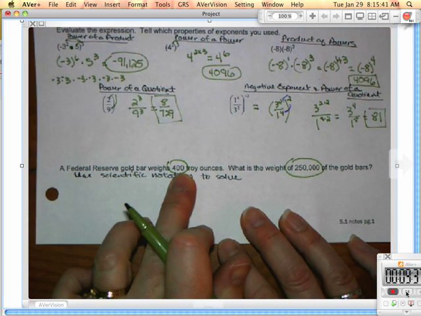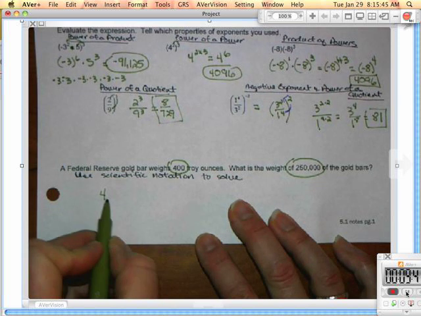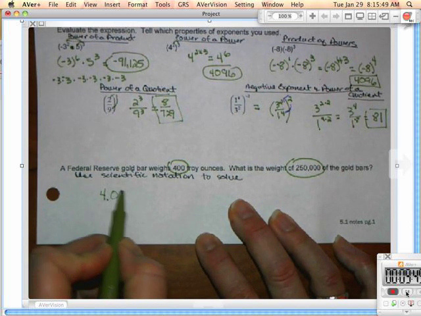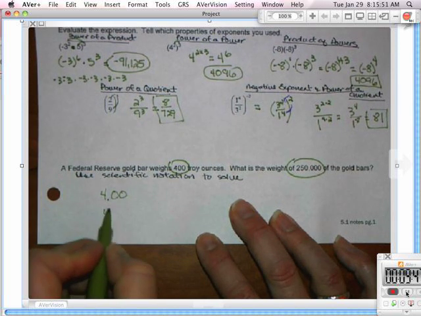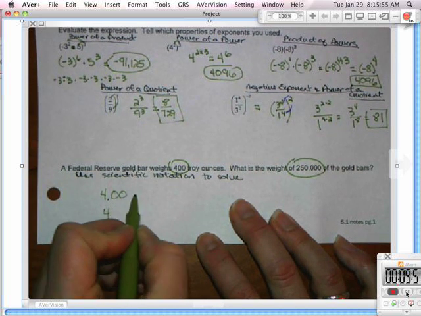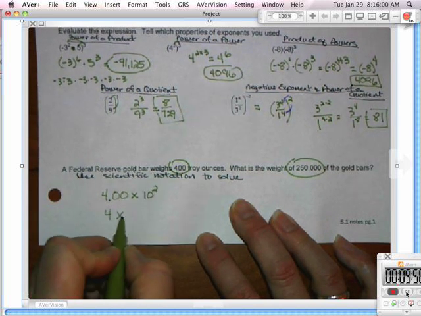So we take this number and we write it with one whole number in front of the decimal. You don't have to write the zeros, but I will, just for example's sake. Or you could write it just as a 4. And then I would have to move it 2 places to the right, so it would be 4 times 10 squared.